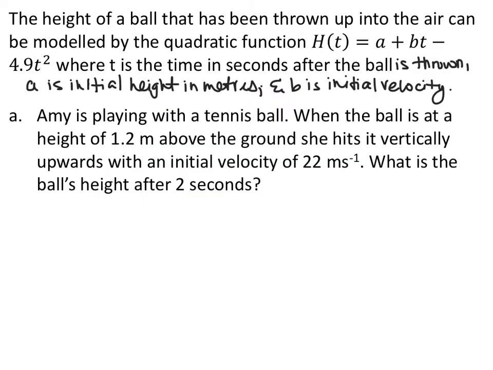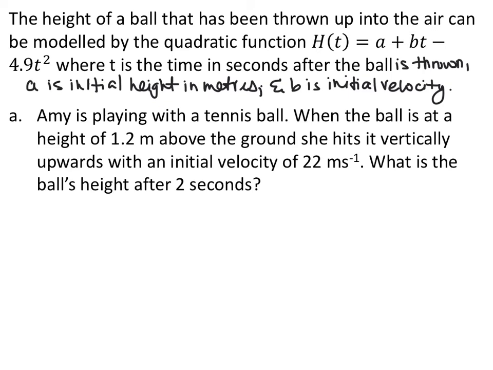So another modeling problem is that the height of the ball thrown into the air can be modeled by the quadratic function h of t equals a plus bt minus 4.9 t squared, where t is time in seconds after the ball is thrown, a is initial height in meters, and b is initial velocity. So Amy is playing with a tennis ball. When the ball is at a height of 1.2 meters above the ground, she hits it vertically upwards with an initial velocity of 22 meters per second.